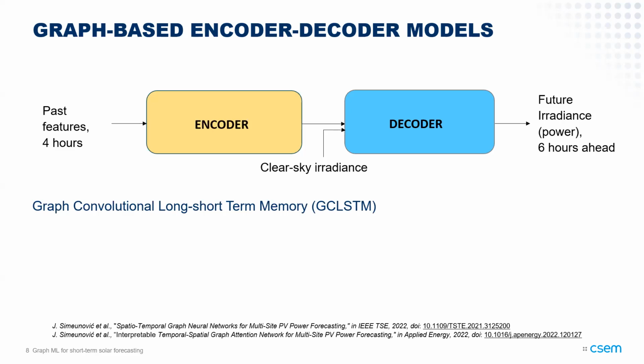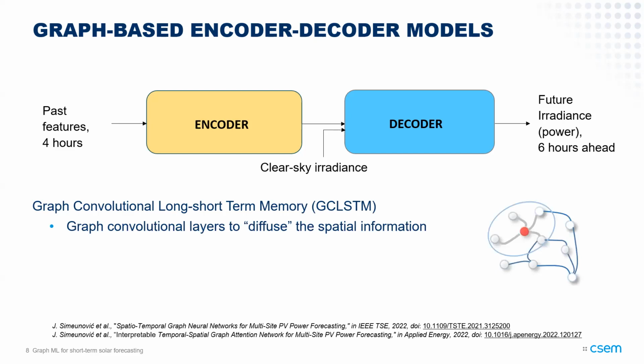Now, for both encoder and decoder, we use an architecture that's called a graph convolutional long short-term memory, or graph convolutional LSTM. So graph convolutional layers are there to diffuse the spatial information between the nodes. If you're familiar a little bit with convolution, for example in time, it basically takes a kernel and does the convolution of a small kernel in time. In 2D, it's also good because you can convolve a small kernel with a patch in a regular grid.